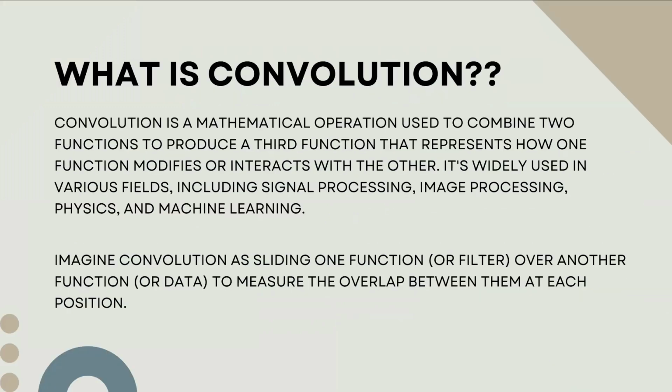So, what is convolution? Convolution is a mathematical operation used to combine two functions to produce a third function that represents how one function modifies or interacts with the other. That feels like a big mouthful. You may not even have understood that. So, in simple words, imagine convolution as sliding one function or a filter, say, over another function or any data that you have to measure the overlap between them at each point. This is widely used in many fields like signal processing, image processing, physics, and even the new machine learning.